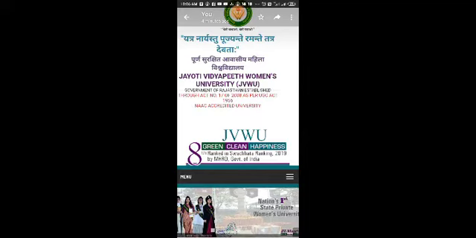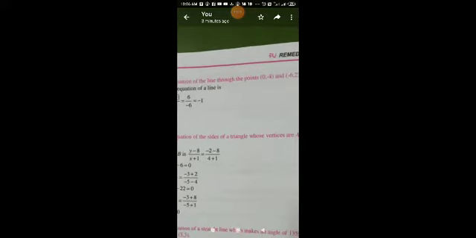Numerical problem on different types of equations of the line. So here are some problems in front of you. The problem is: find the equation of the line through the points (0, -4) and (-6, 2). This is a specific type of equation of a line passing through 2 points. You have been given 2 points, and you have to find the equation of the line passing through them. So it is a special type of equation.